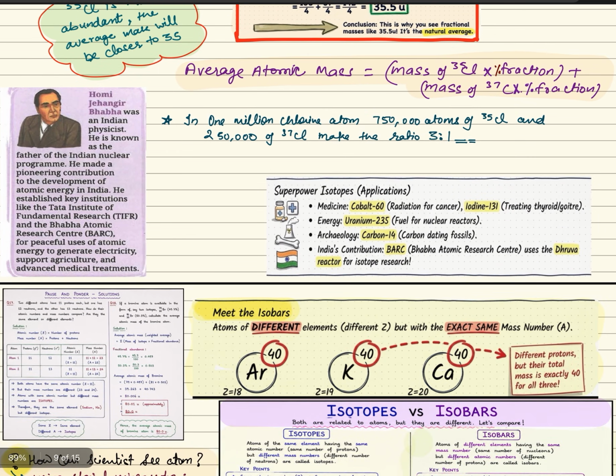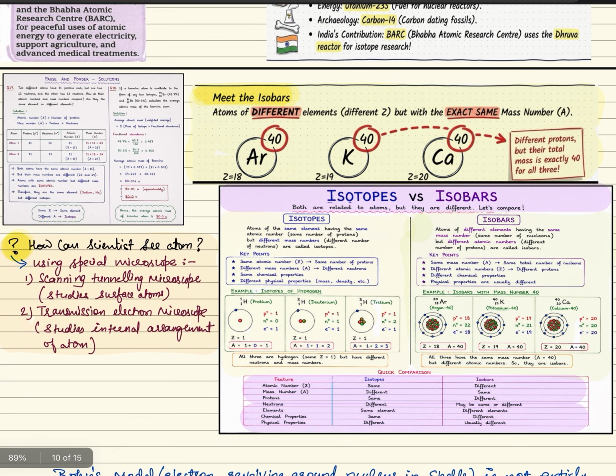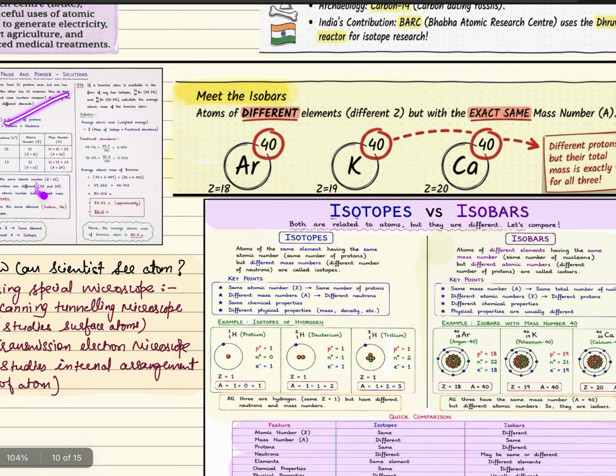For example, if we have 1 million chlorine atoms, then 75% will be chlorine 35 and 25% will be chlorine 37. So that will make the ratio 3:1. These are the applications of isotopes: how they are used in energy formation, in medicine, in archaeology, and in nuclear reactors they are also useful. Now this is the Pose and Ponder, the 17th and 18th questions.